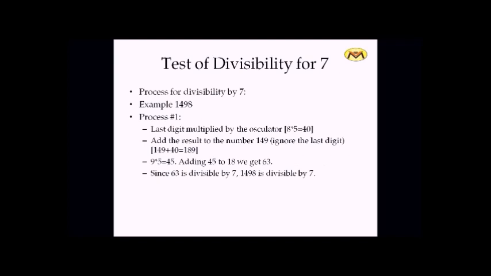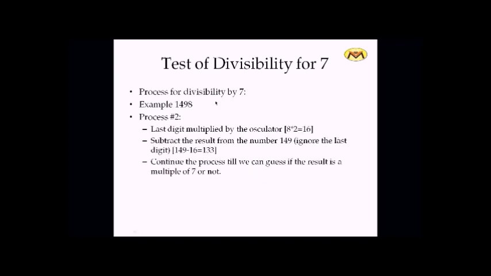The other way is by taking the oscillator 2. This is just the explanation. The next way is by taking the oscillator 2. What we do is we take the units place 8, we multiply 8 by 2 to get 16, and then from 149 we subtract 16, so we get 133.